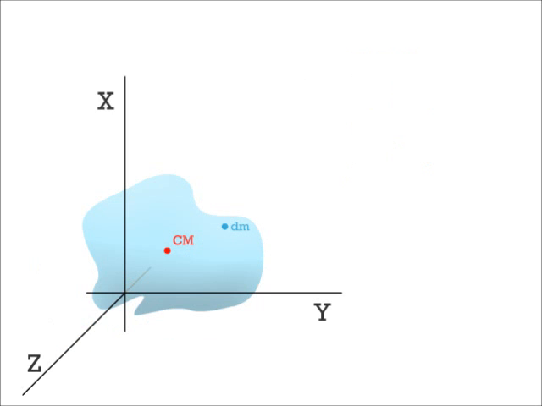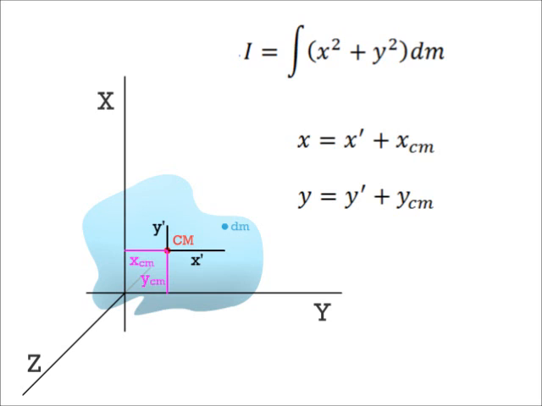Bearing that in mind, we can now consider an object that does not rotate around an axis that goes through its center of mass. In this case, it is still rotating around the z-axis. However, the z-axis does not pass through the center of mass. The equation from our previous example still applies. The total inertia is equal to the integral of x squared plus y squared dm. But we will need to restate x and y for the purposes of this proof.